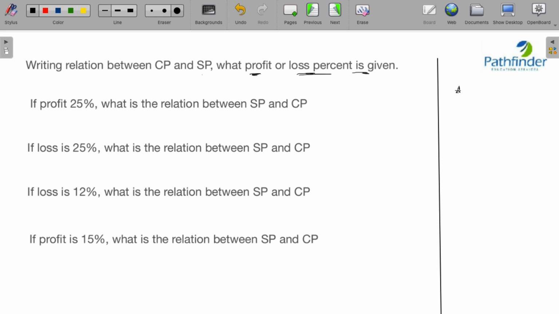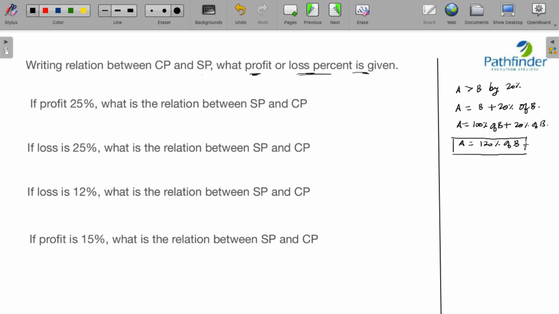So what happens if A is greater than B by 20%? क्या होता है जब A B से 20% बड़ा होता है? So we say A must be equal to B plus 20% of B. I can write B as 100% of B. ये हमने परसेंटेज में ऑलरेडी देख लिया ये. So A is equal to 120% of B. So this is something which should be known to you very clearly.